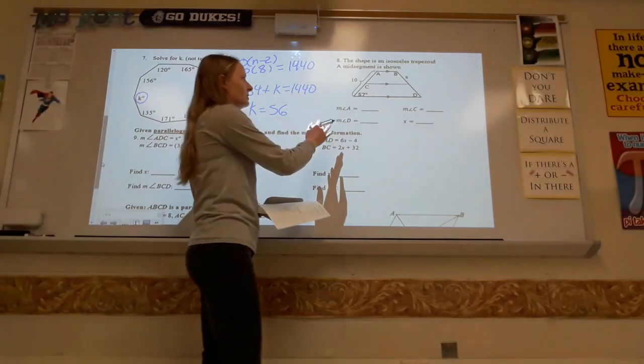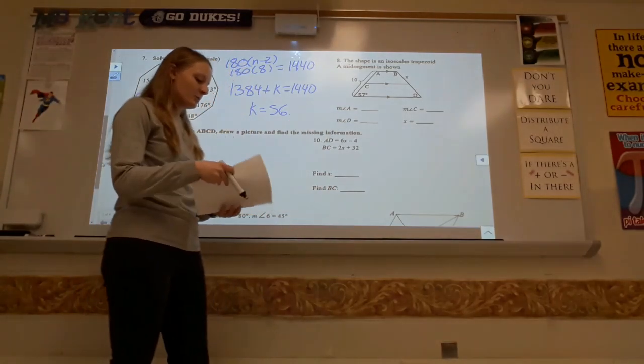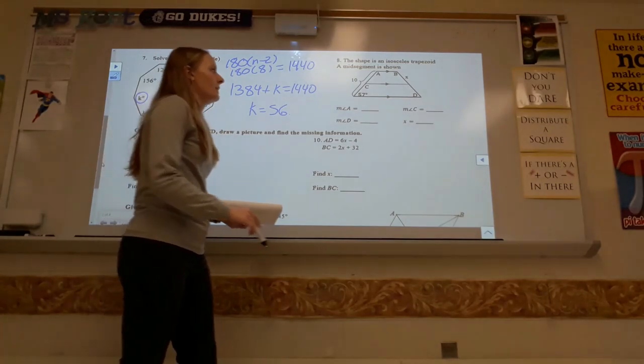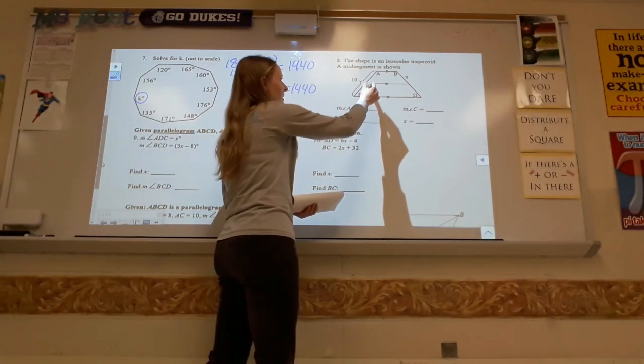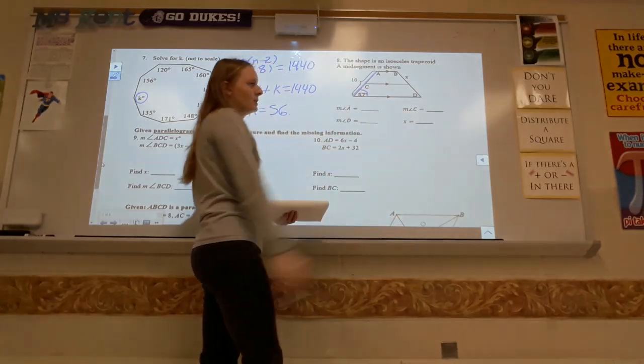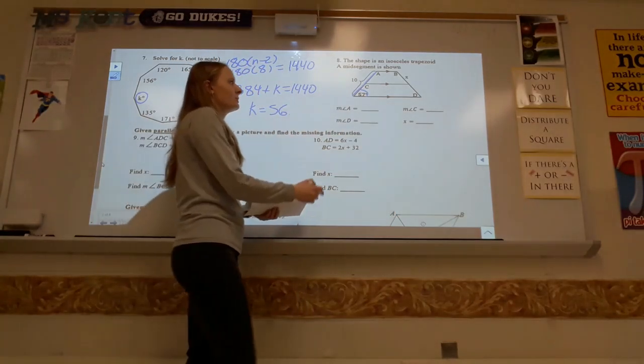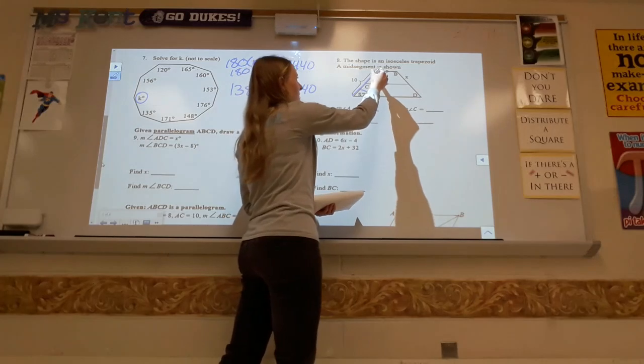So this is now an isosceles trapezoid. We're going to look at the isosceles trapezoid properties here. So I know this angle right here is 57. I know that this leg is 10, and I'm going to find a bunch of different information in this picture. The first one they want me to find is angle A. So angle A is right here.